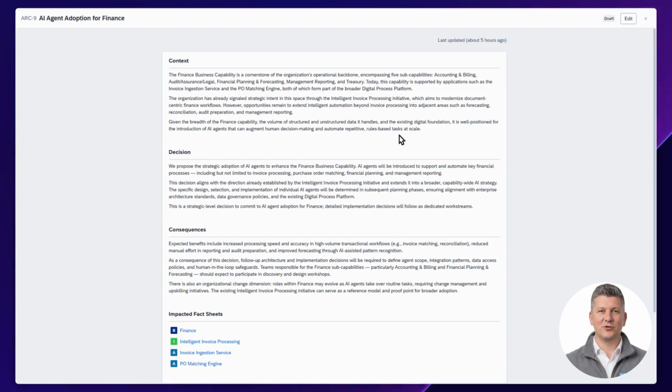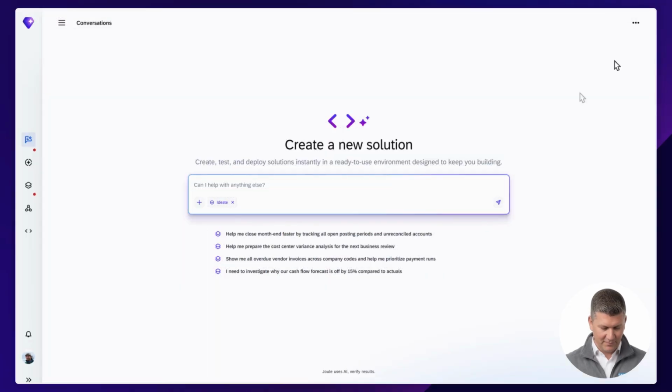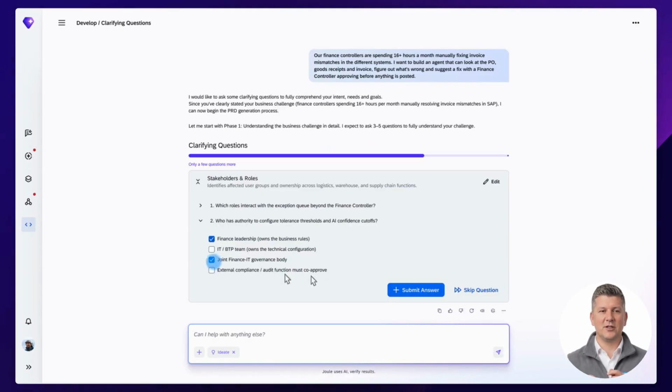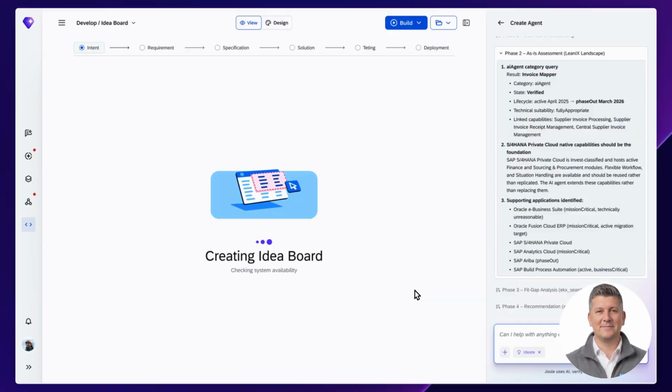Once an architectural decision has been made to introduce a new AI agent to support the finance capability, the next step is execution. And this is where Jean now accesses Joule Studio. As Jean is not a developer, he can leverage this solution to focus on intent-based development rather than traditional code-heavy development. With a simple prompt, Joule Studio guides Jean through clarifying questions to ensure alignment and understanding.